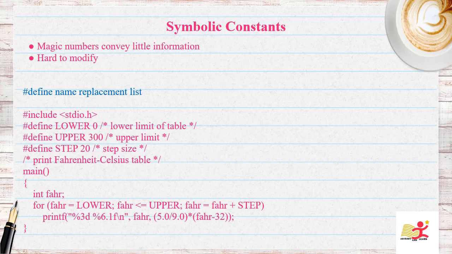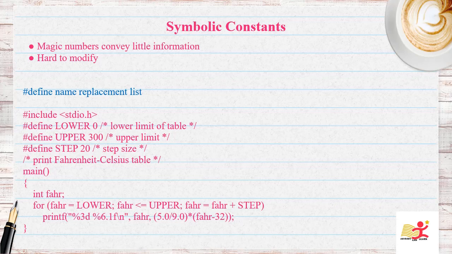So one way to deal with such magic numbers is to give them meaningful names using a #define line. So a #define name replacement list. Wherever the name occurs, it will be replaced by the replacement text. The name has the same form as a variable, a sequence of letters and digits. Whatever you want, you can use there, but it should begin with a letter. And the replacement text can be any sequence of characters. It is not limited to numbers.